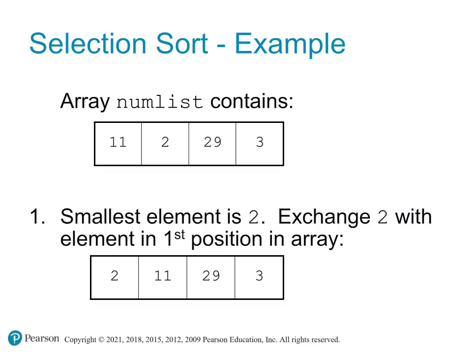Next, we swap the smallest element with the element at the first position, which is index 0 in the array. This results in the array becoming 2, 11, 29, and 3. Notice how the smallest number 2 is now in its final sorted position at the beginning of the array.